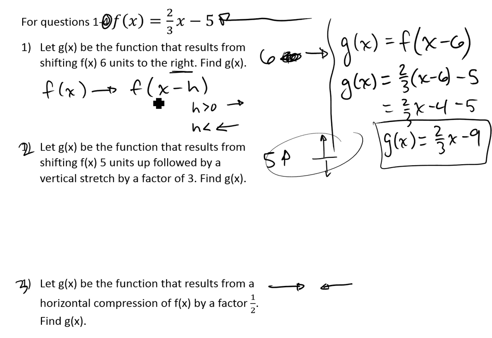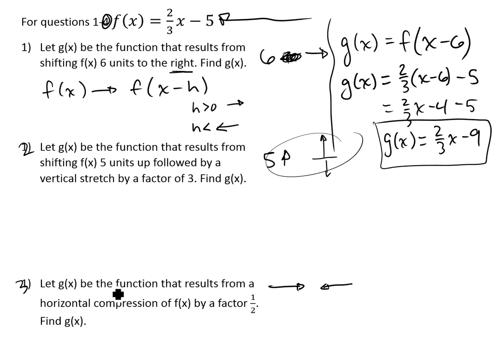If we graph this in GeoGebra, or any app you download from the App Store or the Google Play Store, you're going to see that it shifts this function exactly as described, 6 units to the right. Let's do number 3, because I think it was a simple one too. Number 2 has 2 steps involved, so I'm going to save that for last.